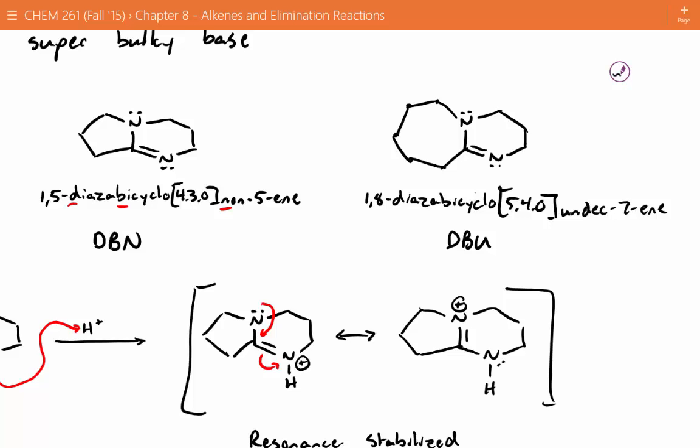Same thing applies with this one. If we look at this lone pair down on the bottom here, that lone pair, if it gets protonated, is going to form a resonance-stabilized conjugate acid, right? That makes these really good bases, but they're never going to act as a nucleophile. They're just simply too big.